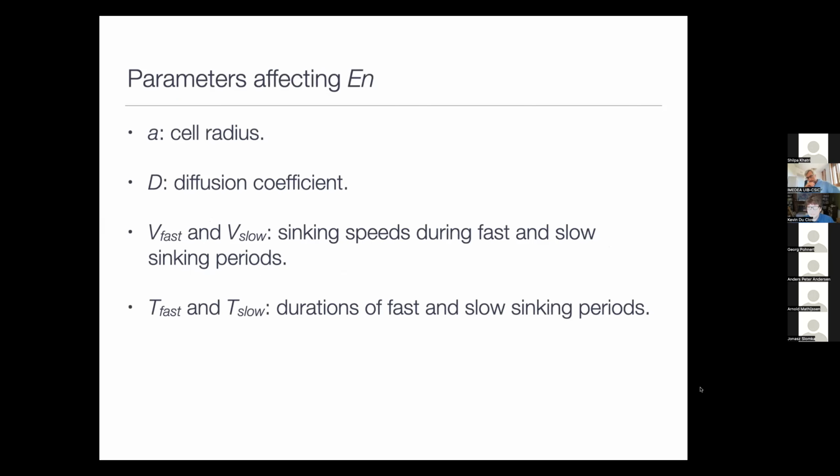So the Sherwood number depends just on the Peclet number, but this enhancement number is a bit more complicated. It also depends on the cell radius and diffusion coefficient, which we saw in the Peclet number. But there are two sinking speeds. So we have a V fast and a V slow, which is sort of going back to those plots that we saw where sinking speeds were alternating between fast and slow sinking. And we have the periods of each of these, so a fast sinking and a slow sinking period.